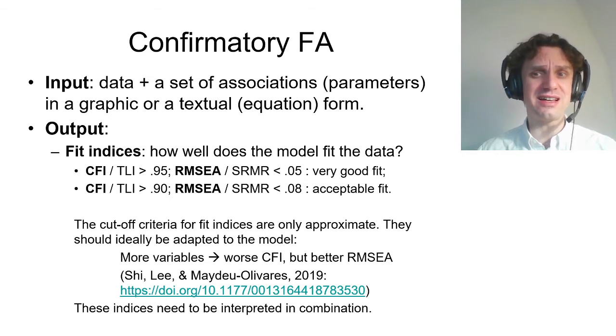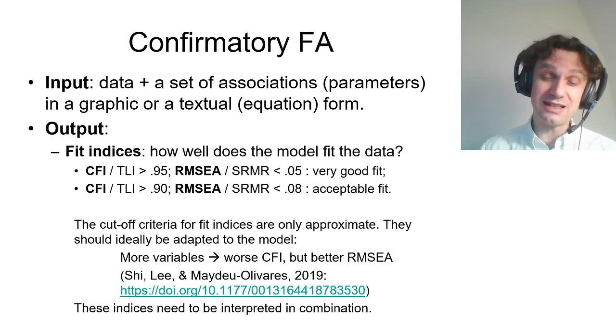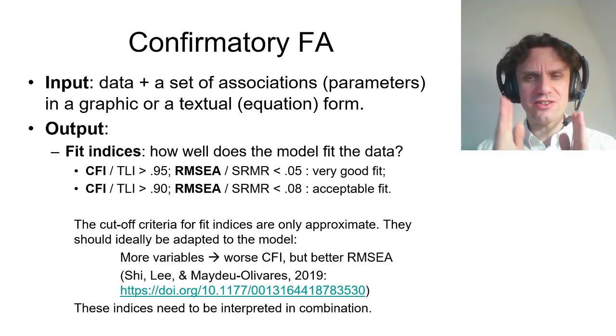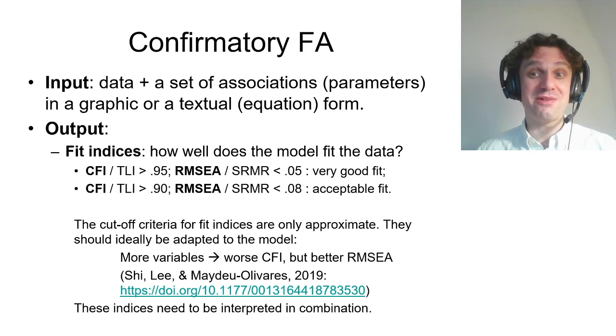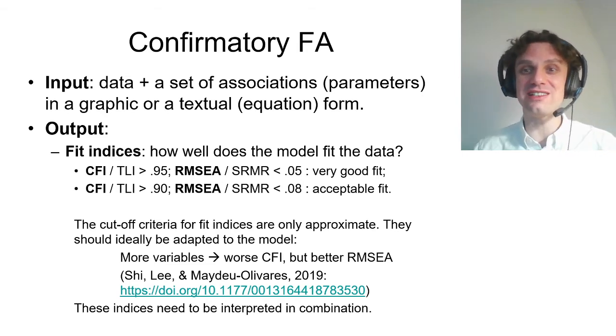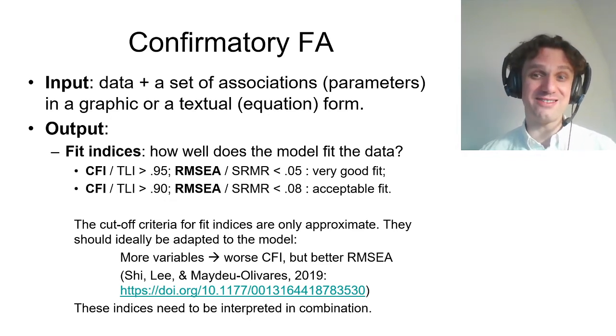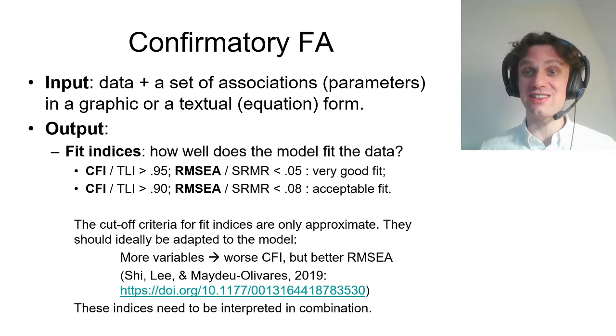But be extremely careful about those specific values, because in different data sets, they might not be quite optimal. For example, generally, if you have a large number of variables, you will tend to get worse CFI values and better RMSEA values. And simulation studies show that these indices are somewhat dependent on the number of variables and factors in your model, and how strongly variables are correlated. So that's why they should only be interpreted in combination.